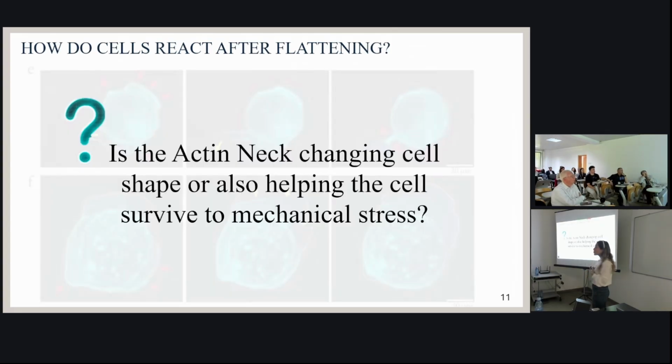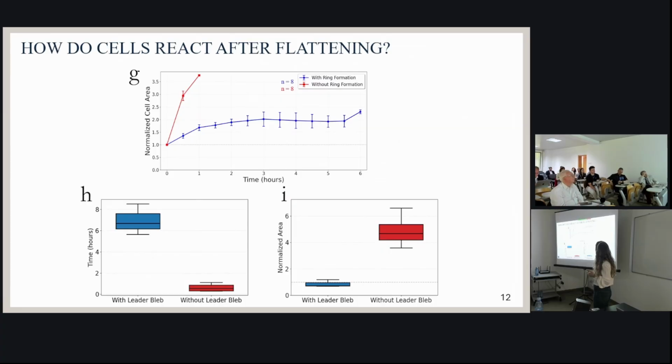So actually, by these results, our next question was, is this actin neck only having an impact in changing the shape of the cell, or is it actually helping the cell survive through another mechanism? For that, we did some quantification, and in fact, we saw that cells that are able to form this structure and this constrictive neck are able to maintain their normalized area for more time. However, the cells that don't form this ring just expand over time and rupture much sooner.